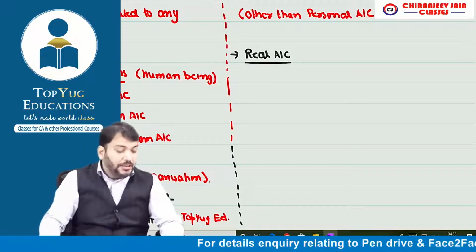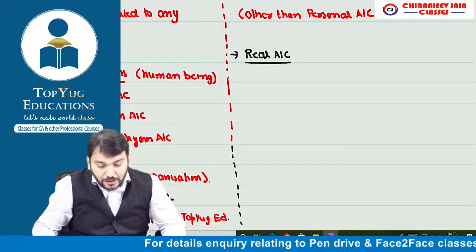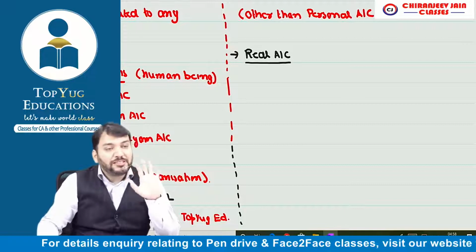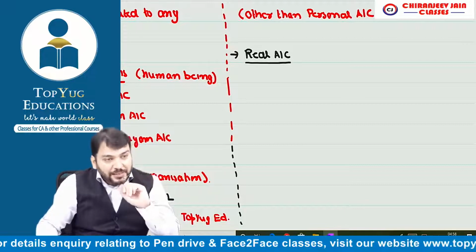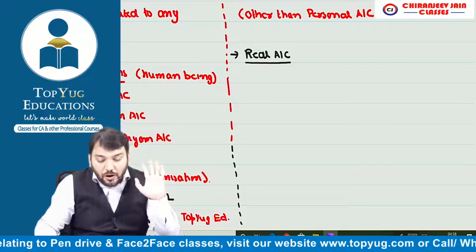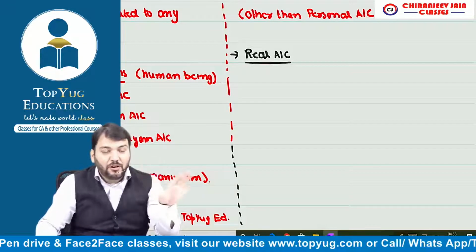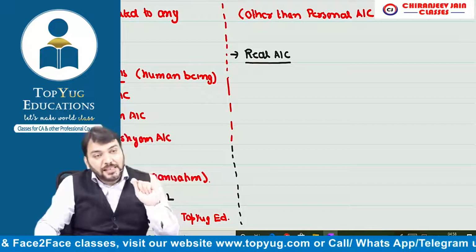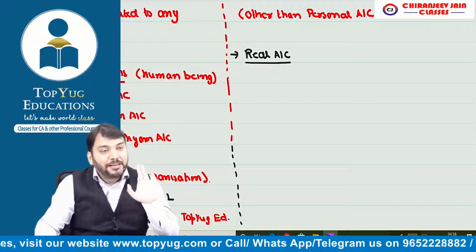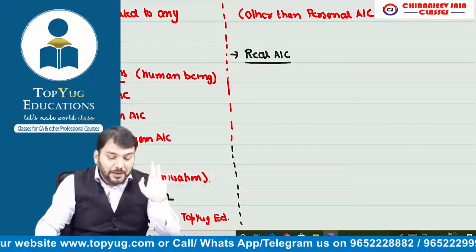Now real account means what? See, if you are saying asset, just try to understand: real accounts are not all assets. This is a wrong definition. If you are saying assets and liabilities, I will give one piece of information: liabilities are never real accounts.